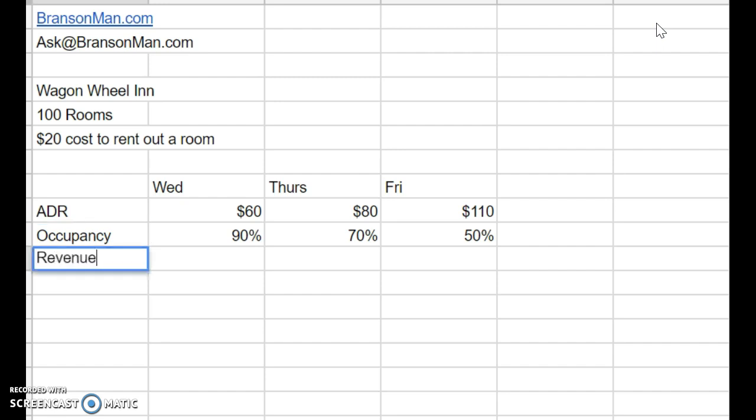Now we get to revenue. Revenue is the amount of money you bring in. This is important. People get really excited when they look at dollars. I've been able to show hotels how they can pass up hundreds of thousands of dollars in business and still end up making more money than they did the previous year.